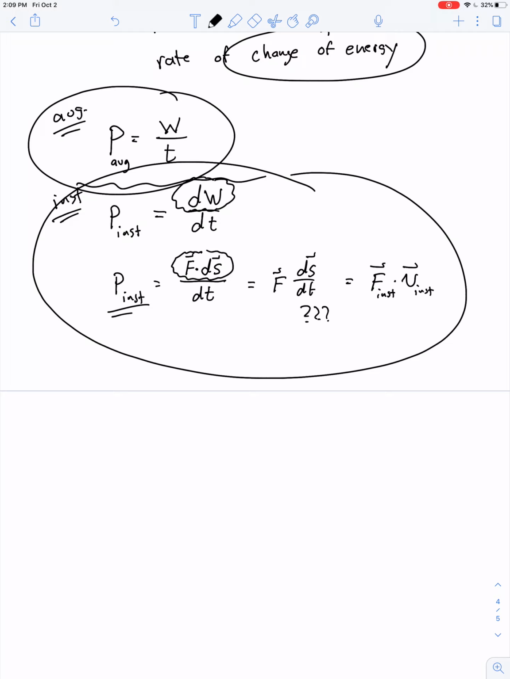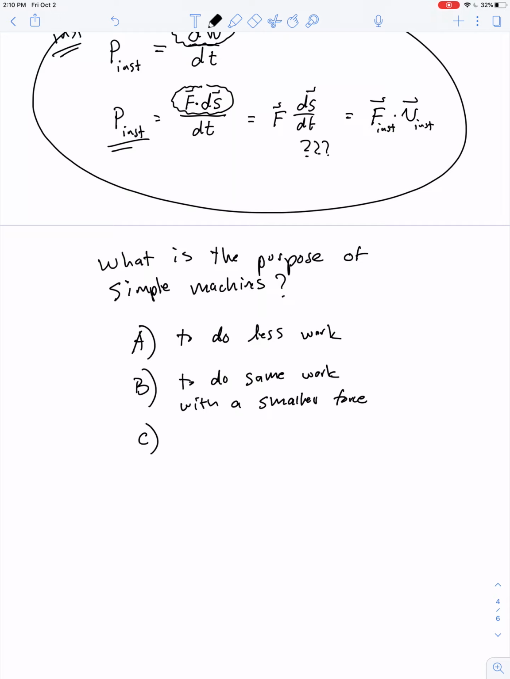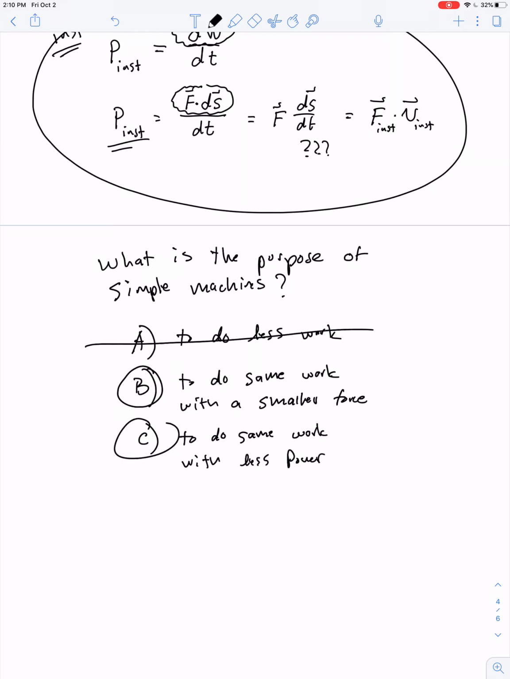So this is the idea of simple machines. They don't allow you to do less work, right? We can make an example problem out of this. What is the purpose of simple machines? A, to do less work. B, to do the same work with a smaller force. C, to do the same work with less power. It turns out both B and C would be correct answers.